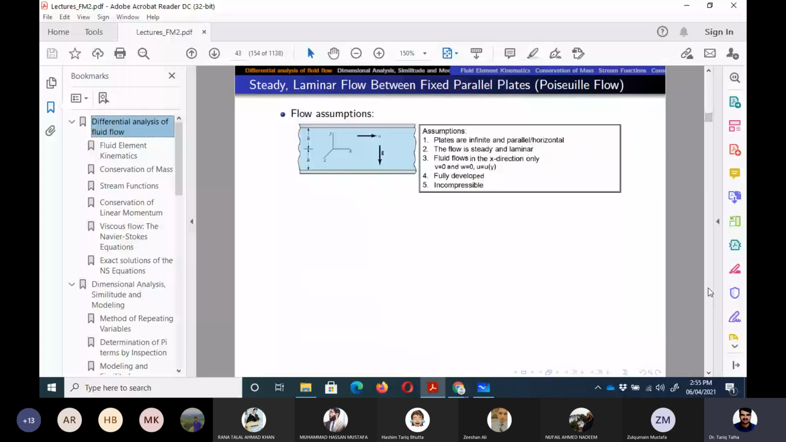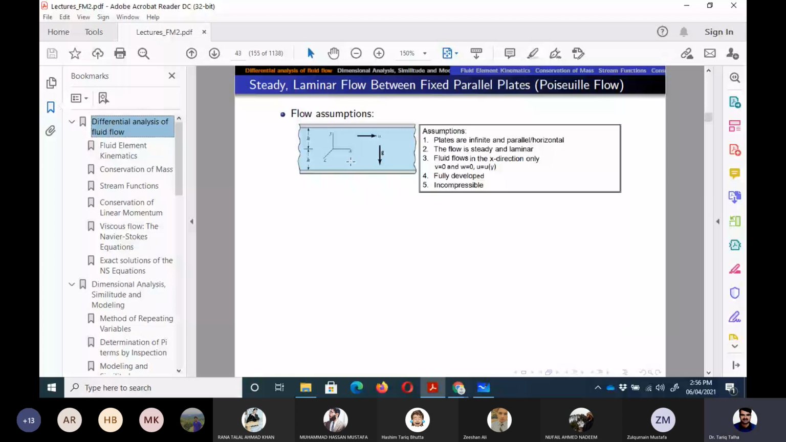Again, the assumptions are shown here. Plates are infinite in x and are parallel horizontal plates, so there is only the u component. The flow is steady and laminar, which means streamline flow. The third assumption is that fluid flows in the x direction only, so there is only the u velocity component, and v and w are zero. The most important assumption is that the flow is fully developed in the x direction. Fully developed means that if we travel along a streamline, the velocity does not change in x. So partial u by partial x is equal to 0.